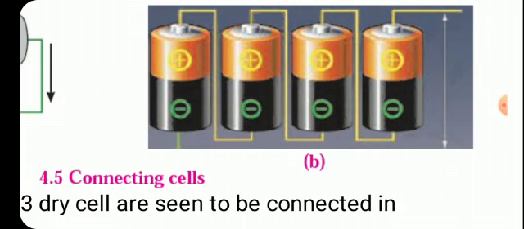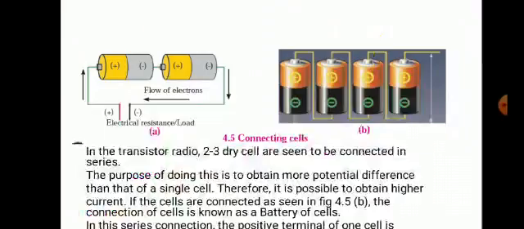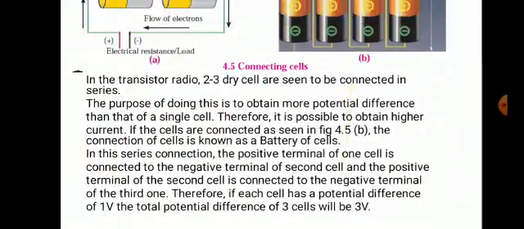Therefore, if each cell has potential difference of 1 volt and if there are 4 cells in series, then the total potential difference of 4 cells will be 4 volt. If there are 3 cells having 1 volt potential difference each, then the total potential difference of 3 cells will be 3 volt.